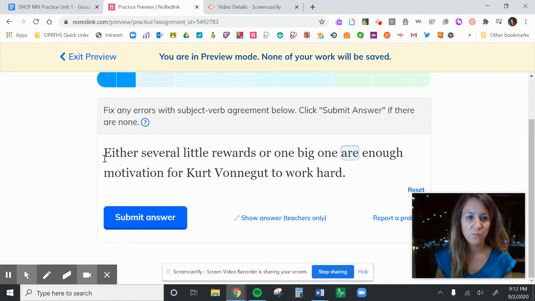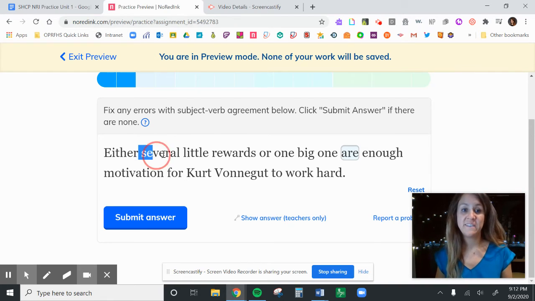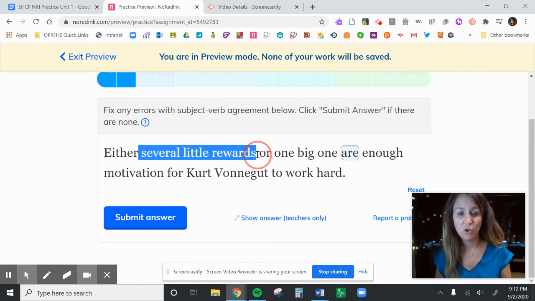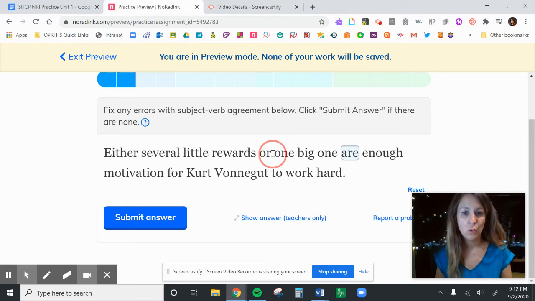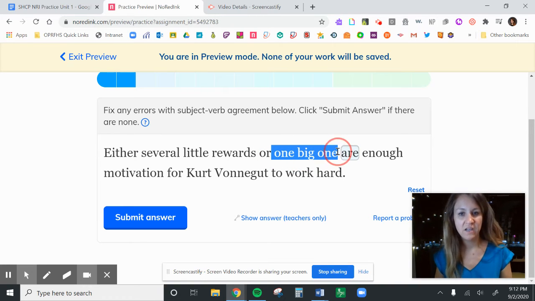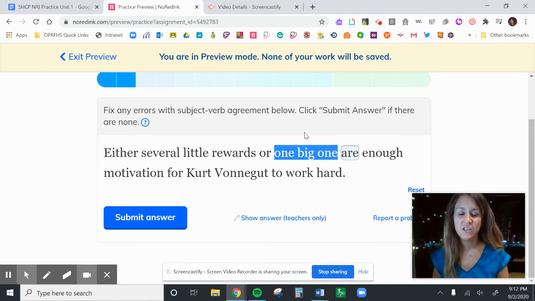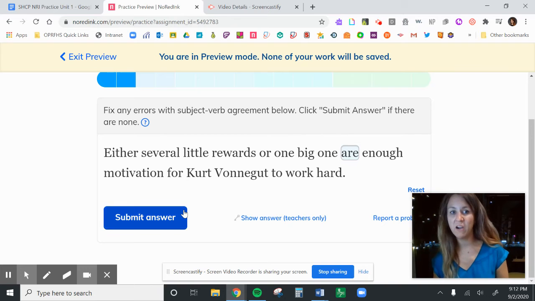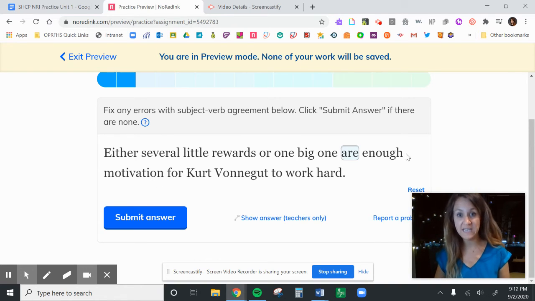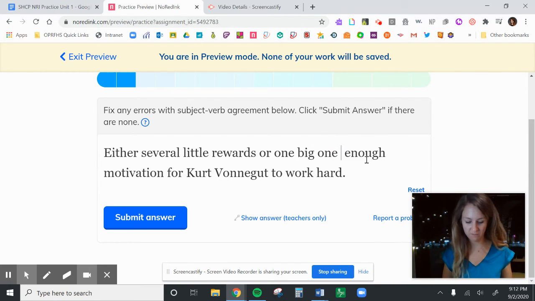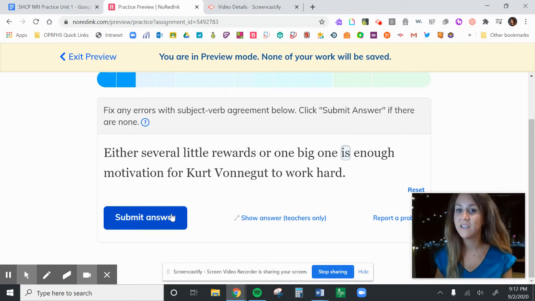So for this one, we have either several little rewards, plural, or one big one are enough motivation. So one big one is closer to the verb. So would you say one big one are enough or one big one is enough? In this case, one big one is singular, so it would be the singular verb. So that's what's going to make sense.